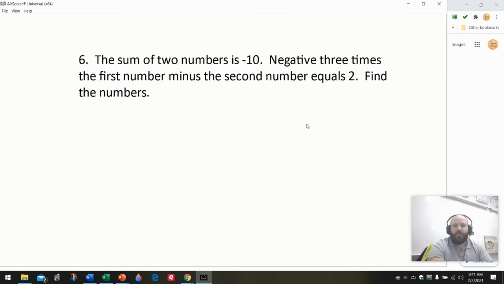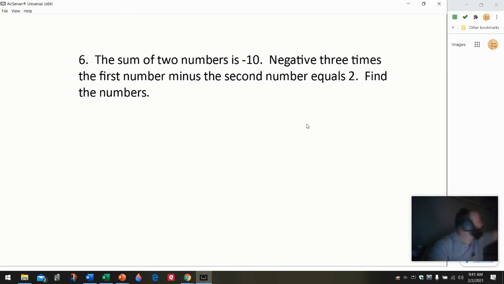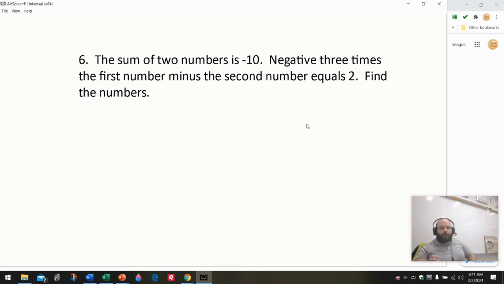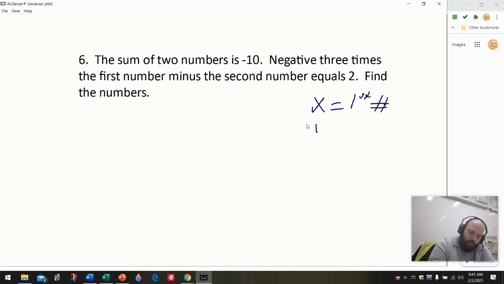The next example I'm going to show you is number 6. It is also very similar to the last one. It's talking about a couple of numbers. It says the sum of two numbers is negative 10. It says negative 3 times the first number minus the second number equals 2. Find the numbers. And so what we need to do is the same as the last one. We're going to go ahead and define our variables first. So x is going to be the first number. Y is going to be the second number.